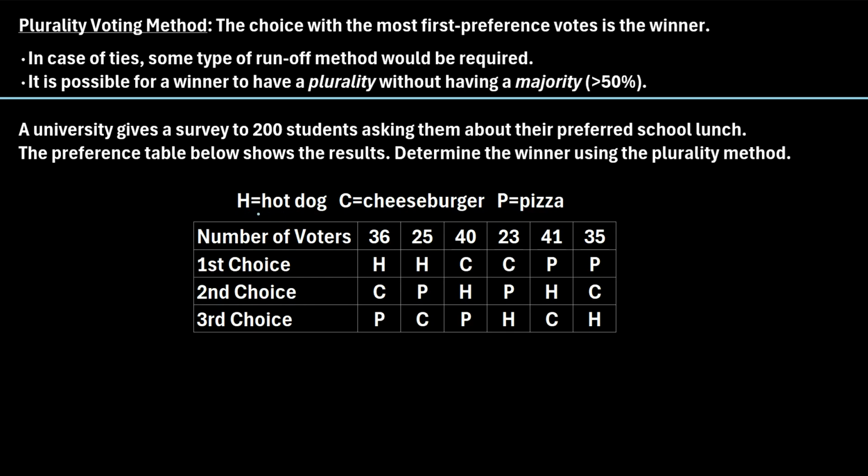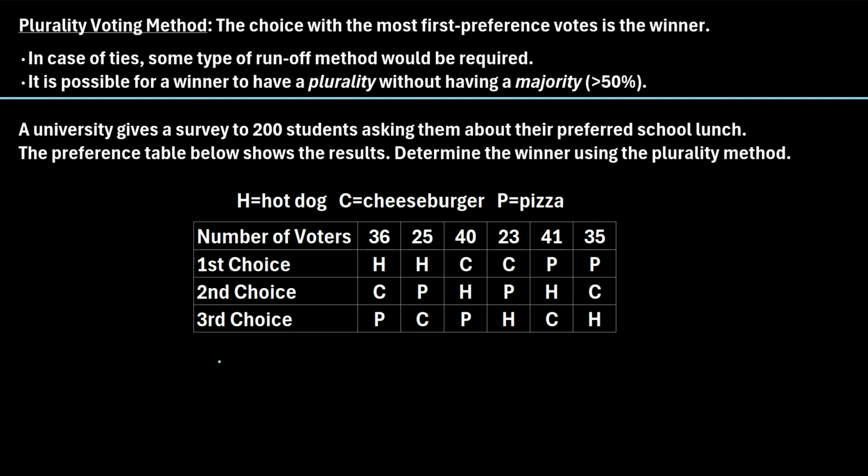This preference table shows the results of the survey. Within this table, we have the letters H, C, and P. H stands for hot dog, C stands for cheeseburger, and P stands for pizza. The way to interpret this table, for example, is 36 out of the 200 students said that they would prefer hot dog as their first choice, then cheeseburger as their second choice, and then pizza as their third choice. And then 25 of the students out of the 200 said they'd prefer hot dog as the first choice, but then pizza as the second choice, and cheeseburger as the third choice. So that's how to interpret the values in this table.